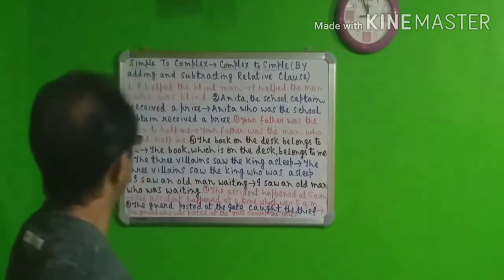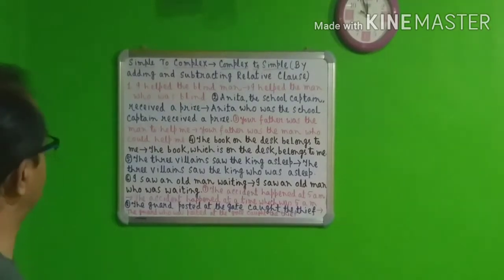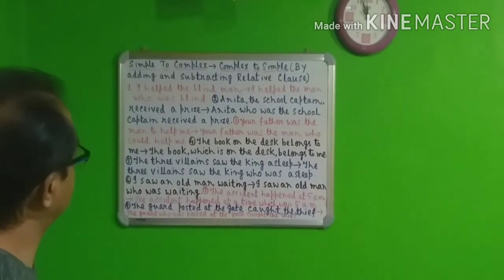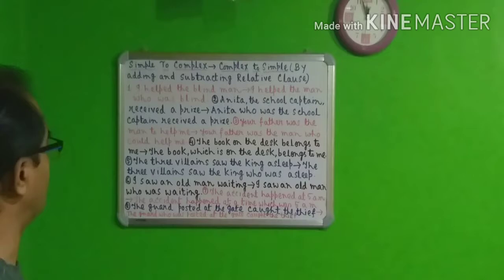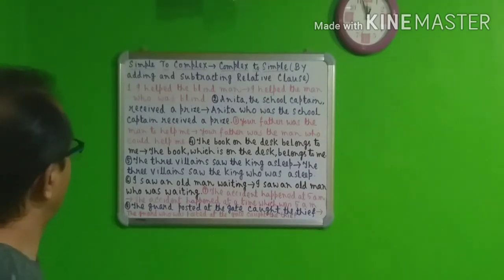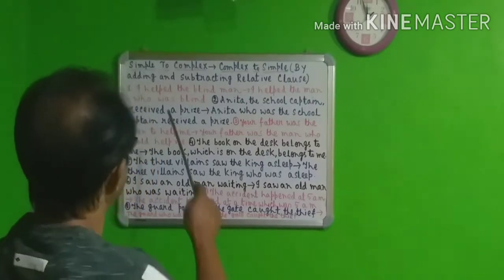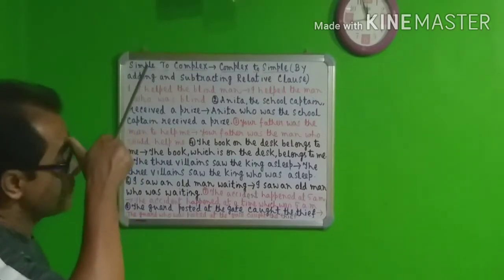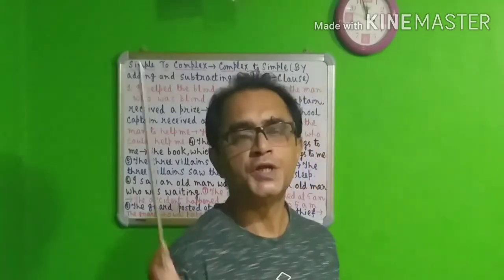First, look at the board. What is the first line which I have written on the board? I helped the blind man. Here we shall expand the nominal compound. Blind man is the nominal compound. I helped the blind man. This is a simple sentence. Why is it a simple sentence? Because there is only one verb, that is helped. Now we have to expand the sentence into a complex one with the help of the relative clause without changing the meaning.